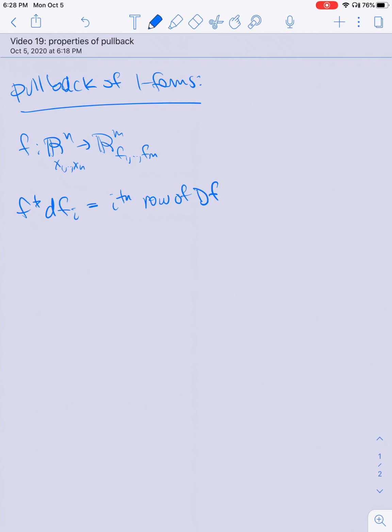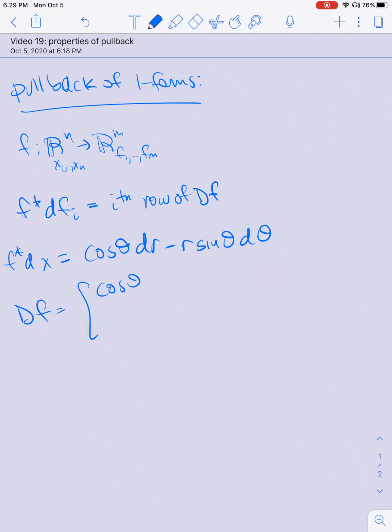And we figured this out using polar coordinates. So I'll just go back to that example. Remember that f pullback dx is cosine theta dr minus r sine theta d theta, and df is the matrix cosine theta, sine theta, negative r sine theta, r cosine theta. So you can see that the first row and f pullback dx are the same.